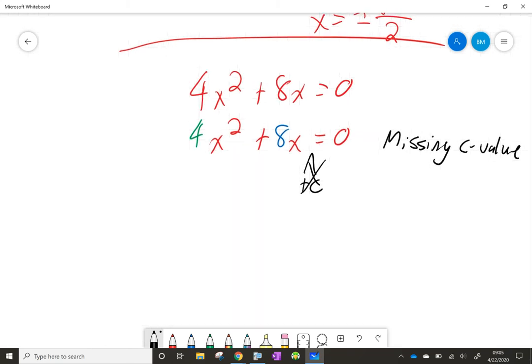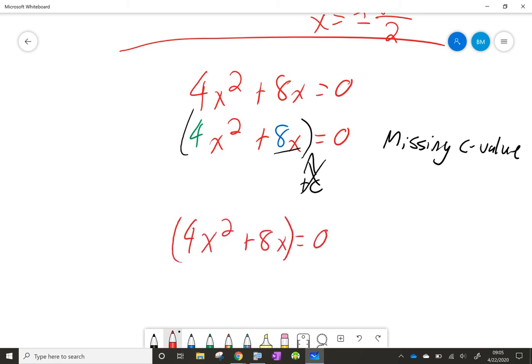If you're missing the c value, then these two terms have a GCF, in which case you can actually solve this through factoring. Factoring would be a lot faster. So let's actually rewrite the problem down here: 4x squared plus 8x equals 0. Because there is no c value, both terms, let's just factor by GCF. Both terms can be divided by 4x, right? Because both terms can be divided by 4. Both terms have an x in it. So we're going to factor that out, 4x, and we'll end up with x plus 2.